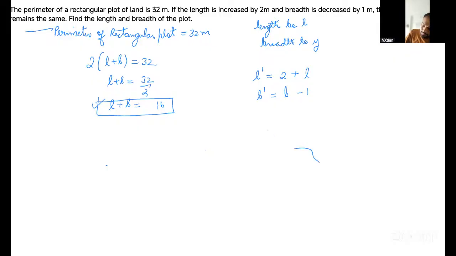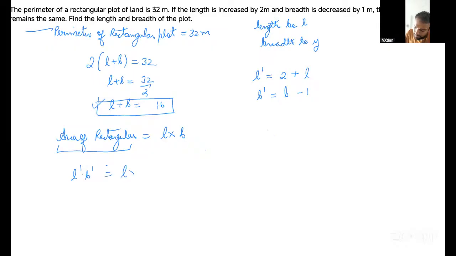So it means that what is the area? Area of a rectangular plot is length into breadth. Now, the things are changed, but the previous area was length into breadth. After changing this, the area of the rectangular plot remains the same. It means that the new area is equal to the previous area.